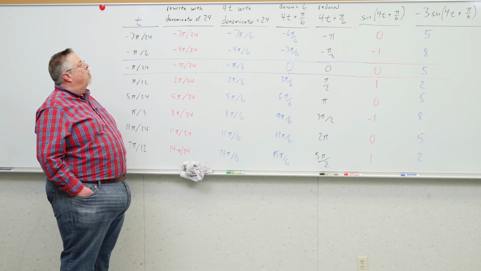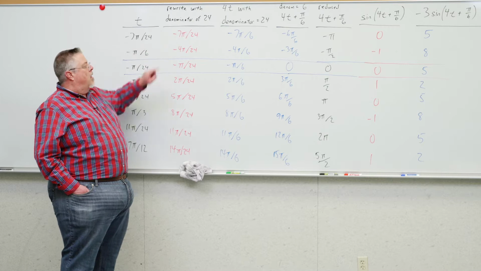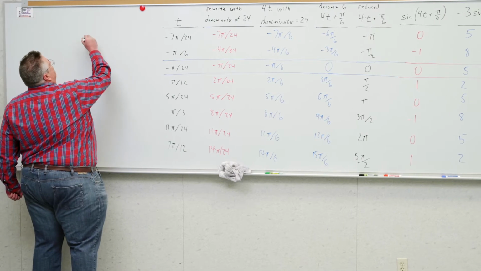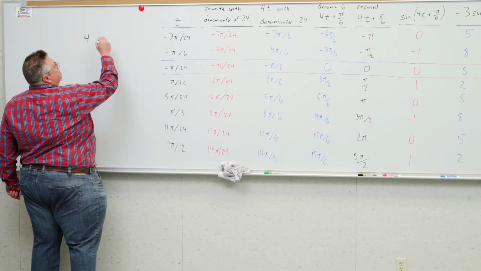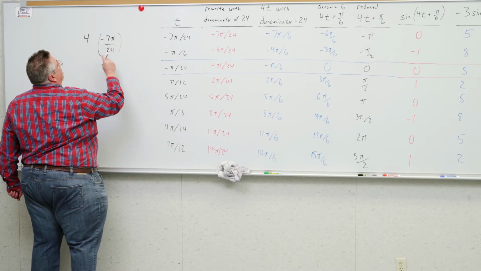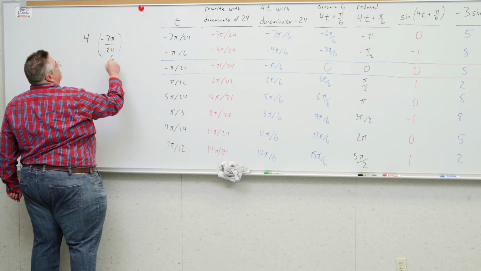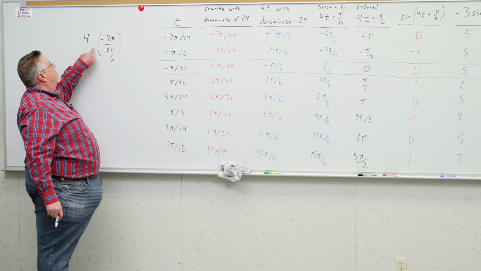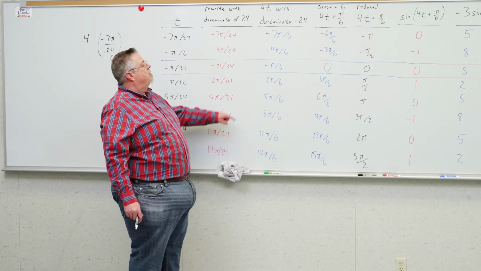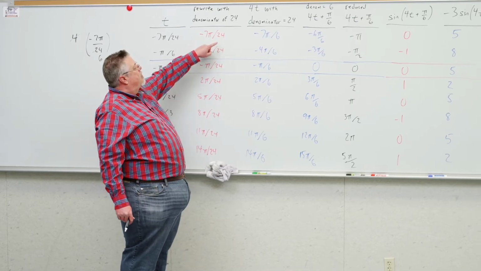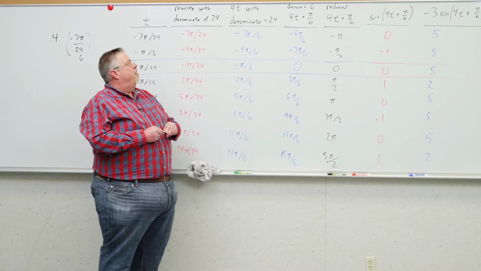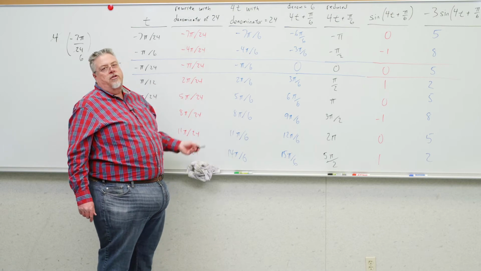Then I multiplied by 4. When I multiply by 4, I've got a little room to write over here. If I've got 4 times negative 7 pi over 24, the 4 and the 24, 6 goes into that. So this 4 goes into 24 6 times, and all the rest end up with the same thing happening. When I multiply by 4, I can write a fraction with 6 on the bottom. Basically, all I did was replace all these 24s with 6s.